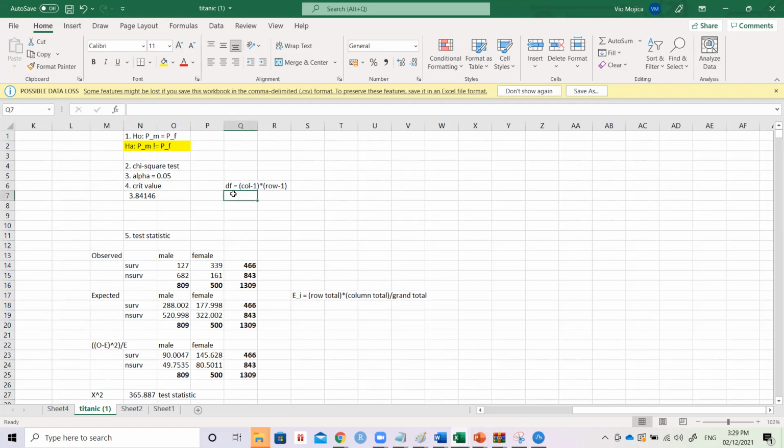Degrees of freedom is number of columns minus 1 times number of rows minus 1. So 2 minus 1 times 2 minus 1. 3.84 yung critical value.